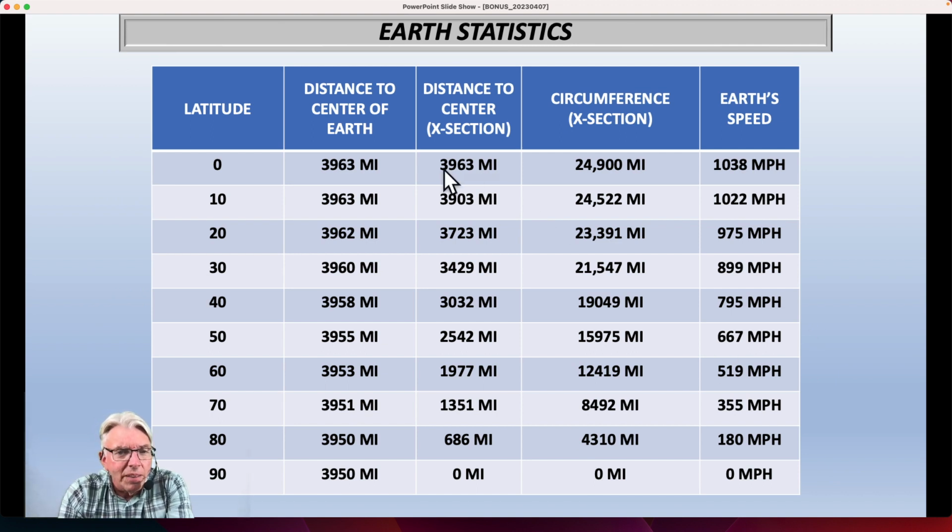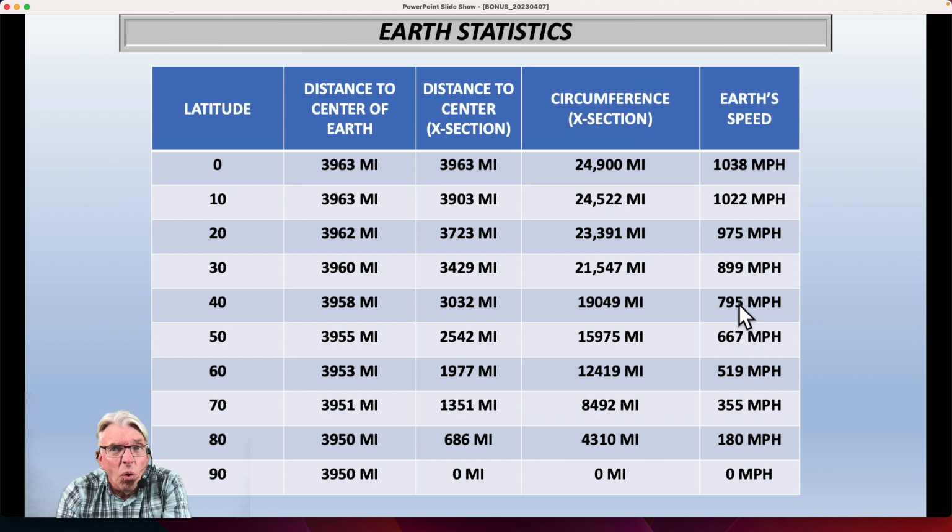So when you multiply this number times 2 pi, if you remember your circumference formula, this is what you get. The circumference at the equator of the Earth is almost 25,000 miles, whereas at 30 degrees north latitude, it's 21,000. At 60, it's 12,000. And by the time you get to the North Pole, it is 0. So if you then take that distance and say, okay, it's going to traverse that distance in 24 hours, this is the speed you get. The Earth is rotating at 1,038 miles per hour at the equator.